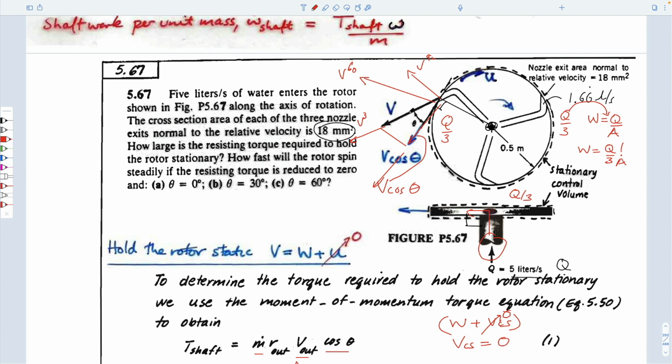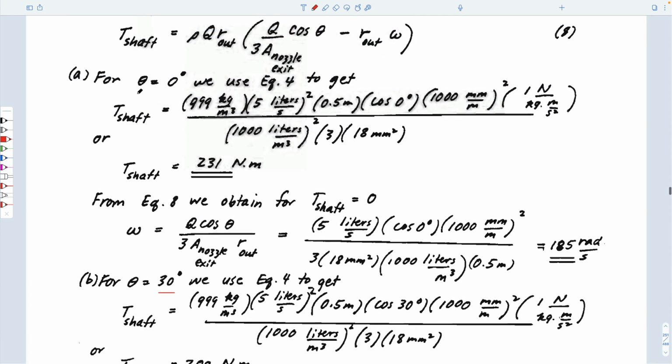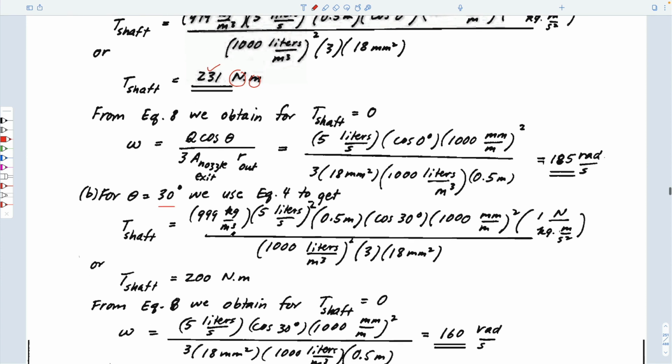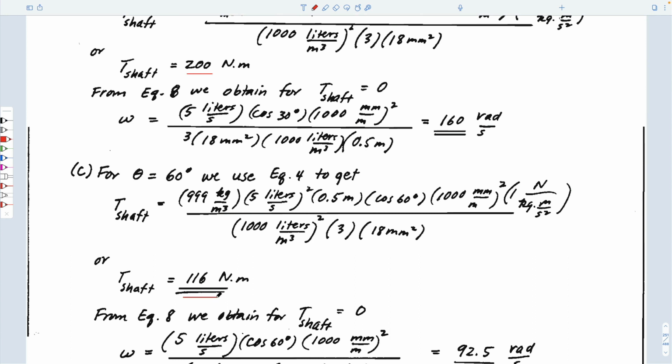If you have 60 degrees, then the component of that force in this direction is the velocity here. And if you have 30 degrees, it's bigger. If you have 0 degrees, this is the maximum tangential velocity you'd get. And so you'd think that that's the maximum force you'd have to apply torque to stop it. And so they go through this and they do those calculations. For T-shaft at 0 degrees, it comes out to be 231 Newton meters, force times lever arm. At 30 degrees, it comes out to be 200. And at 60 degrees, it comes out to be 116. And at 90 degrees, they don't do it, but you know the answer to that. It would be 0.